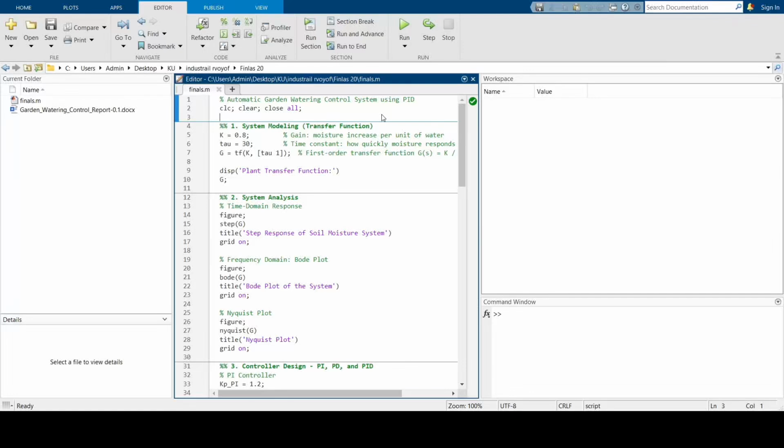So now we will explore the design, simulation, and performance analysis of an automatic garden watering control system using MATLAB. We will walk through the system modeling, controller design, simulation results, and real-world applications. And these are the codes we are going to talk about.